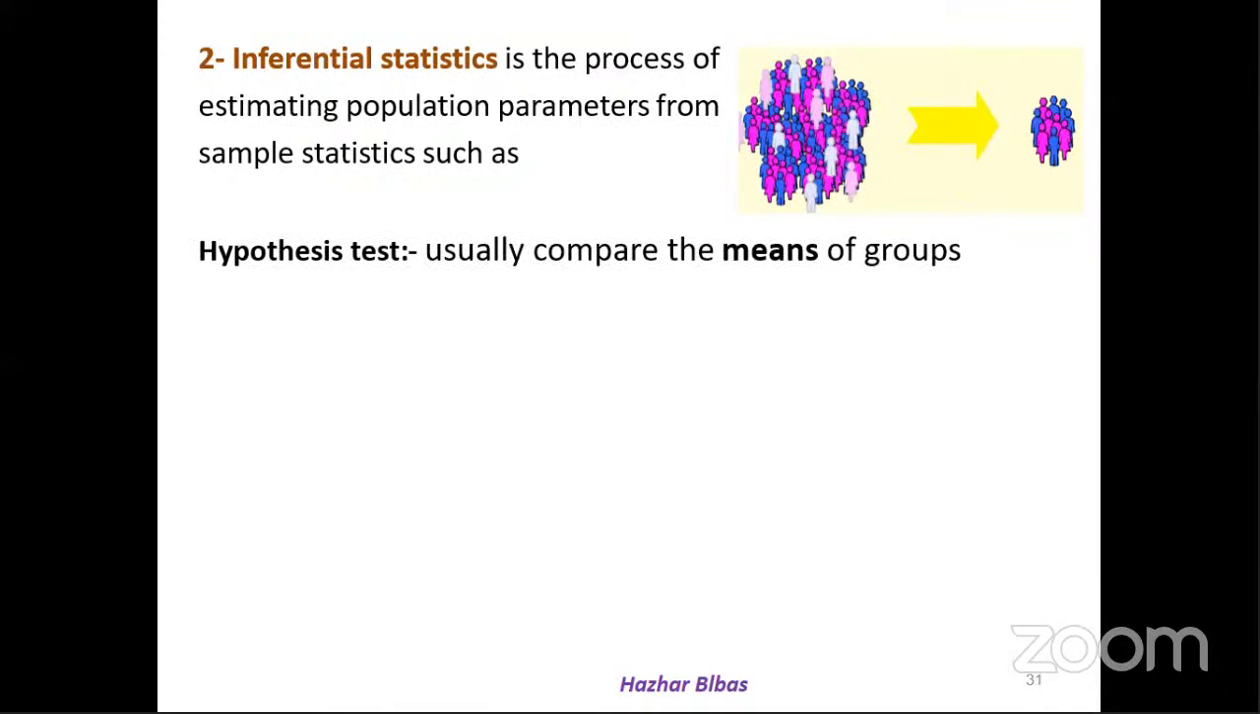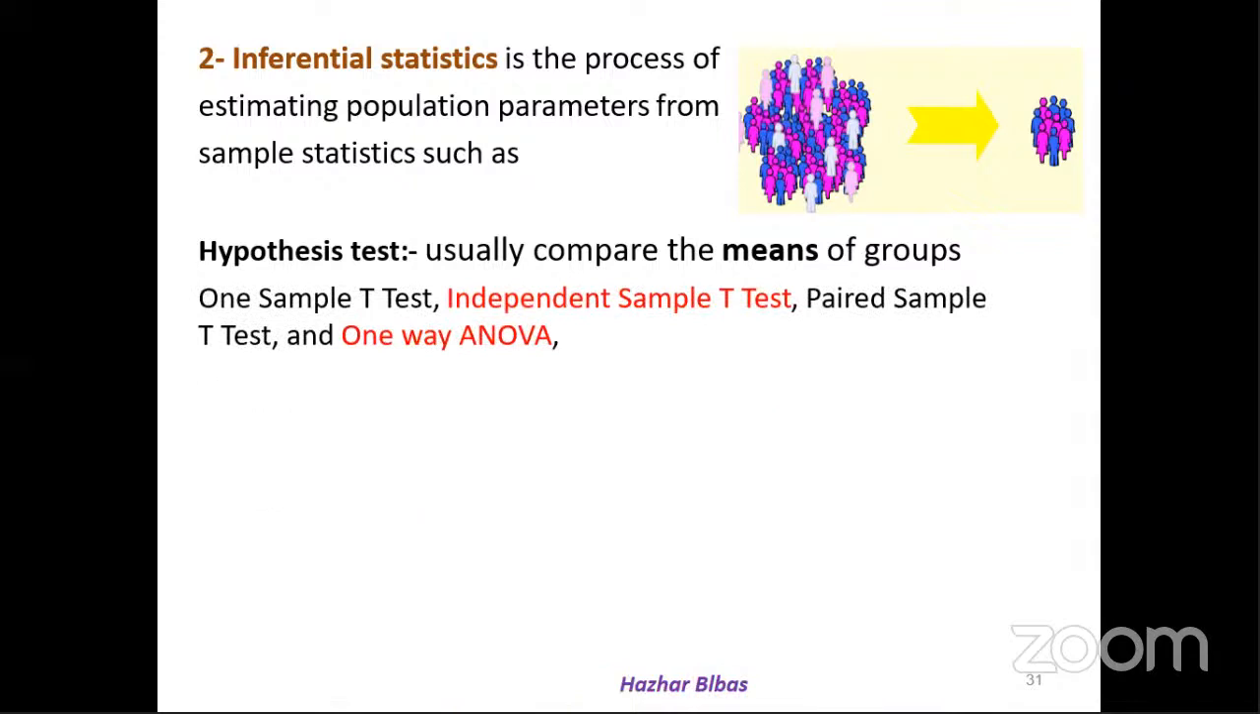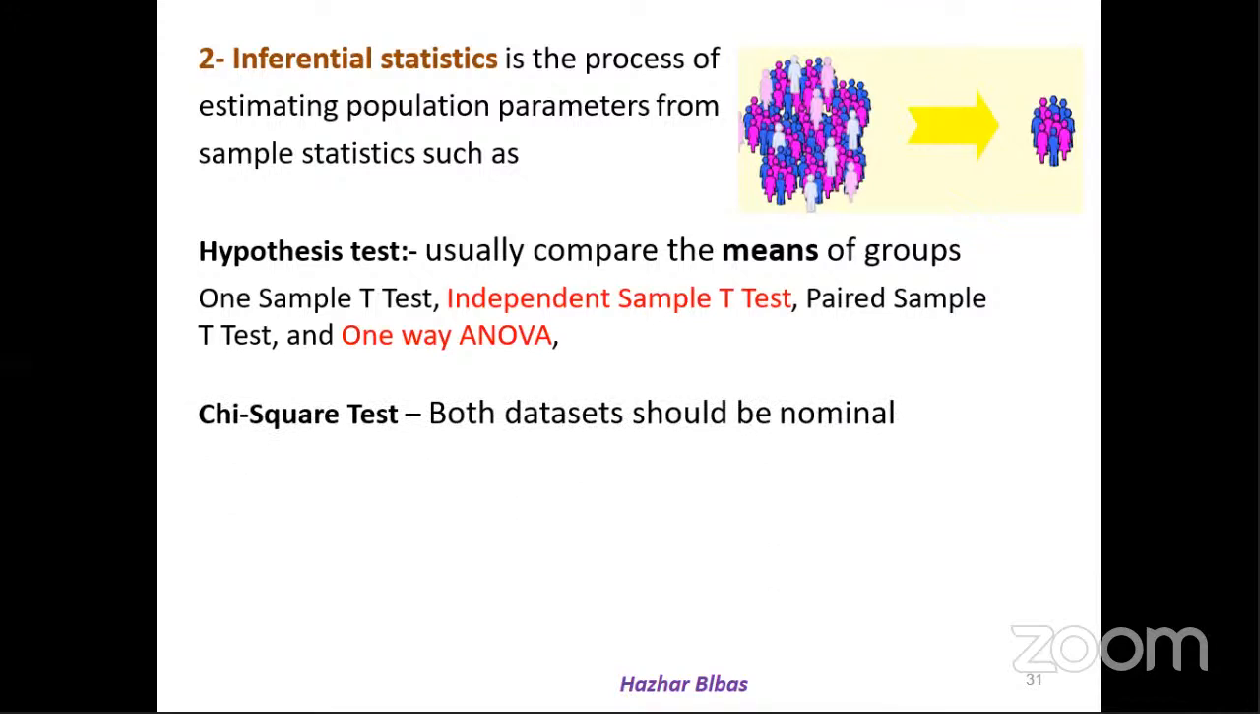Hypothesis test. If you say hypothesis, it means you're going to compare the mean, the average, between one group and a specific value, or between two groups, or between three groups, or more than three groups, and so on. We have these kinds of tests here for the hypothesis. Chi-square test also: there's a relationship, a correlation, between two nominal data, such as smoker, non-smoker, diabetes, no diabetes.